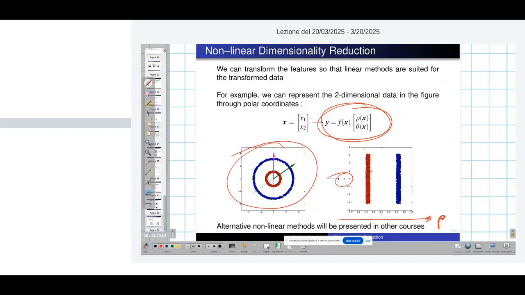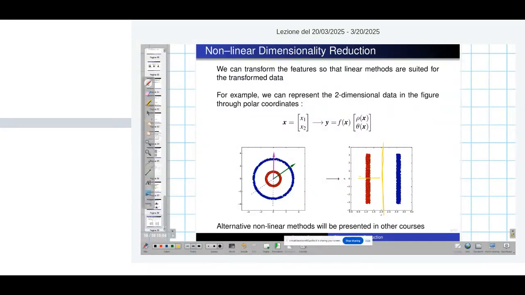I didn't change the information. I can go from one representation to the other for any point, so given one, I can always reconstruct the other. But now it's clear that here I can separate my classes with a plane, oriented in this way. So this is the separation rule, and this is the direction over which I will project my data. If I project my data over this line, all the red points will be on this side of a threshold, and all the blue points will be on the other side.